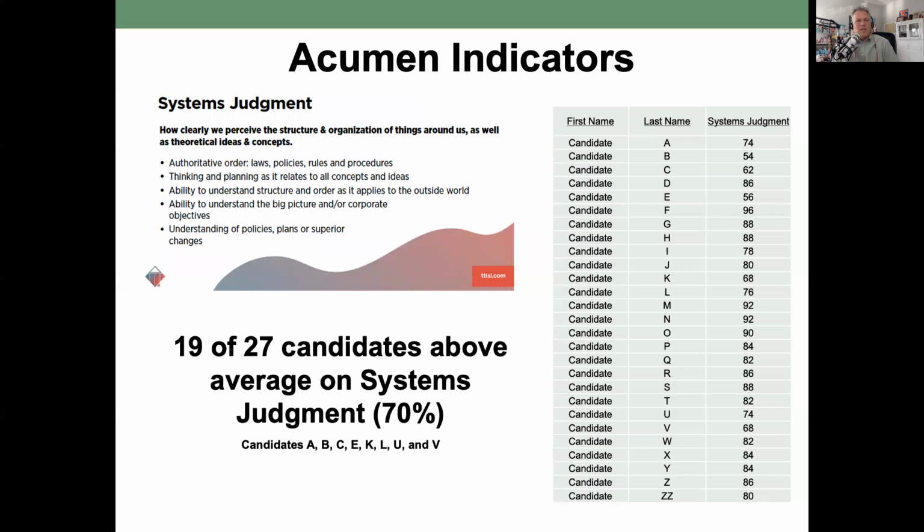Acumen indicators, systems judgment was the number one there. And this is how quickly and clearly someone can pick up on our rules, policies, processes, and procedures, right? Our systems in the position. And 19 of the 27 candidates scored above average on systems judgment.